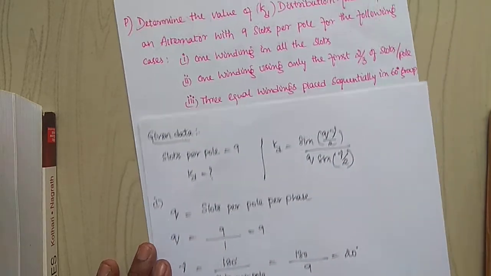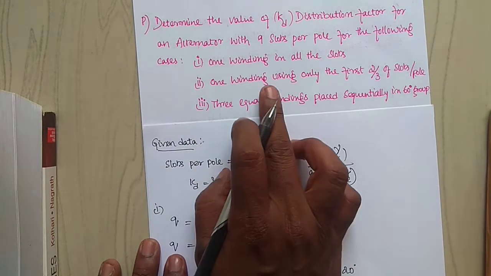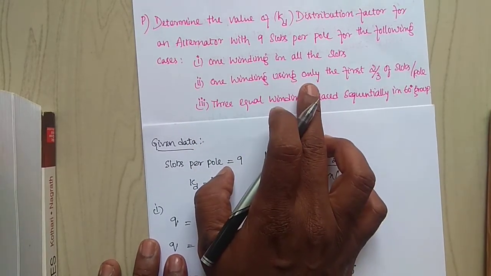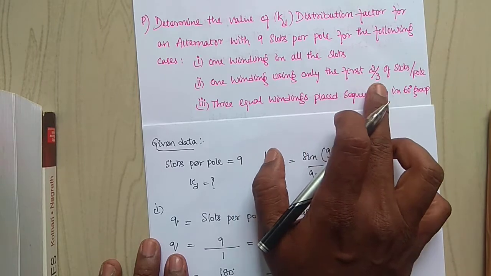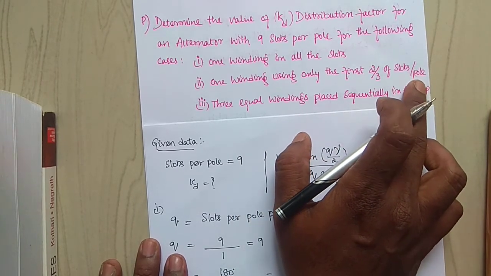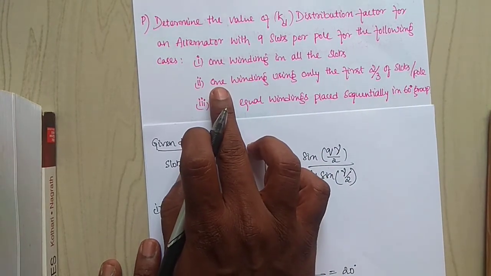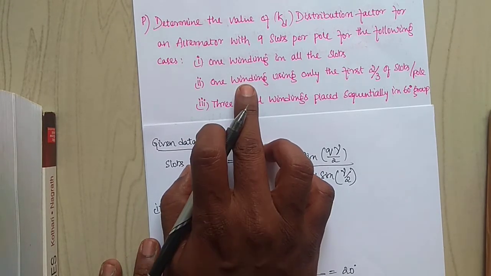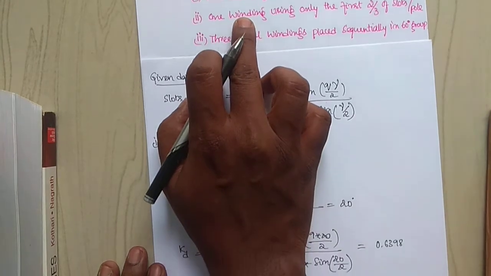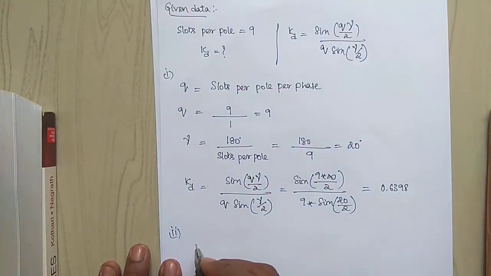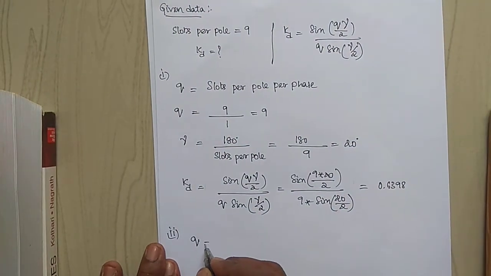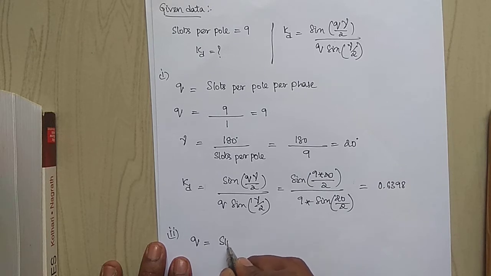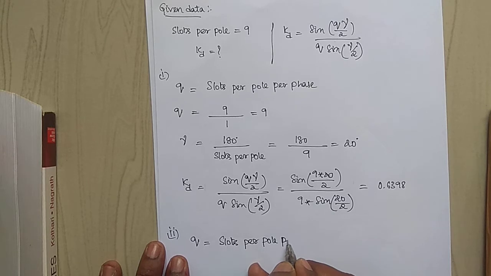Next, the second question. What is the second question? They are asking for one winding using only the first 2/3 of the slots per pole. No doubt, again it is one winding, so the phase value is 1 itself. So in the second problem, again you have to find the Q value. What is Q? Slots per pole per phase.